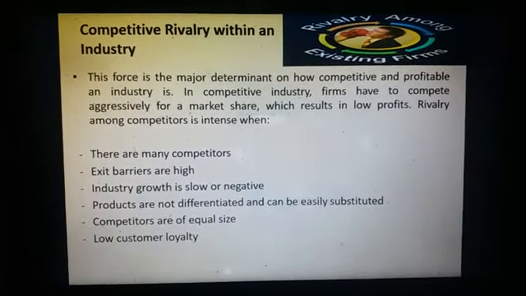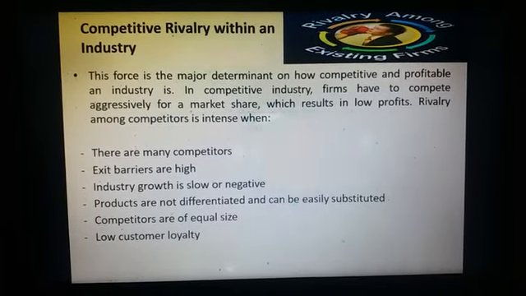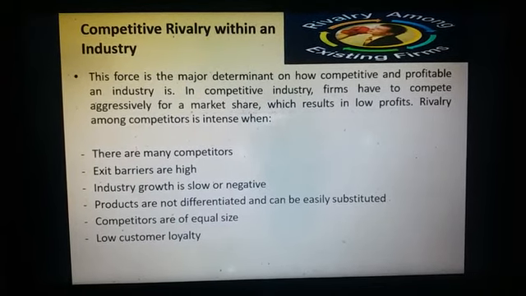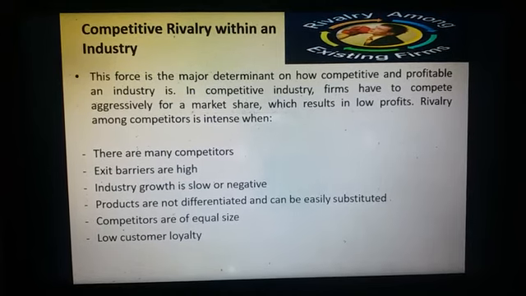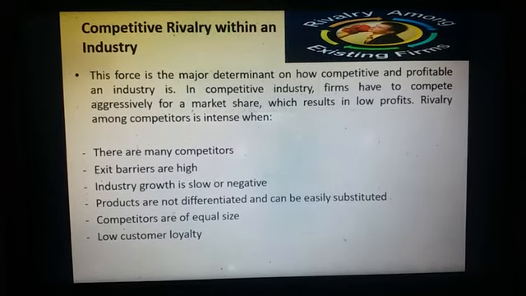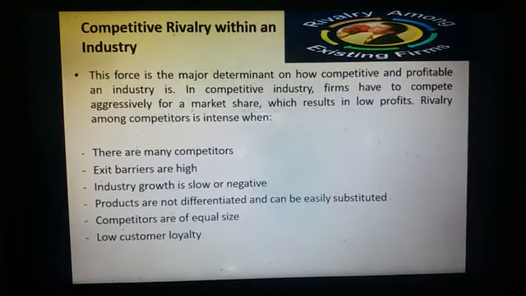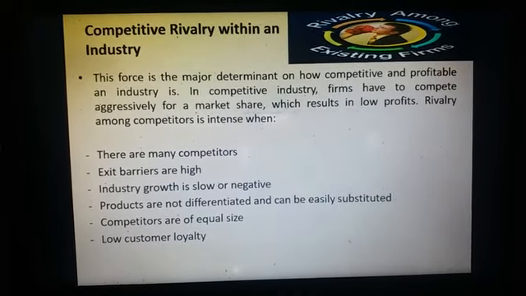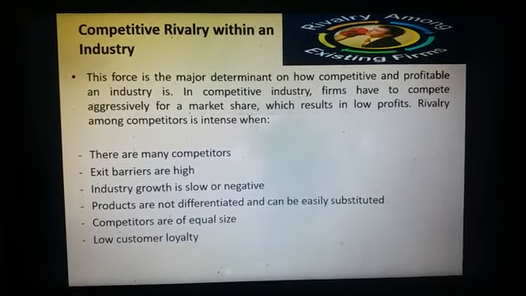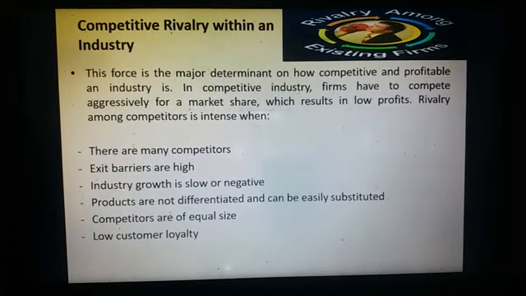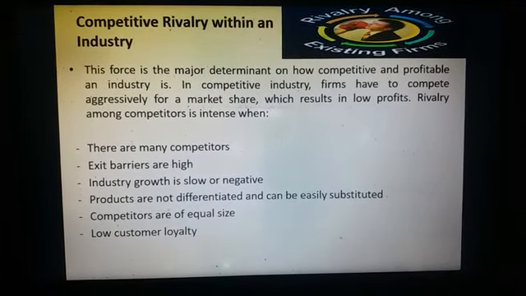Products are not differentiated and can be easily substituted for one another. Competitors are of equal size. They are different competitors, but obviously the market is the same, so more or less you will find the competitors are of equal size. Last but not the least, low customer loyalty. Customers are not very loyal.